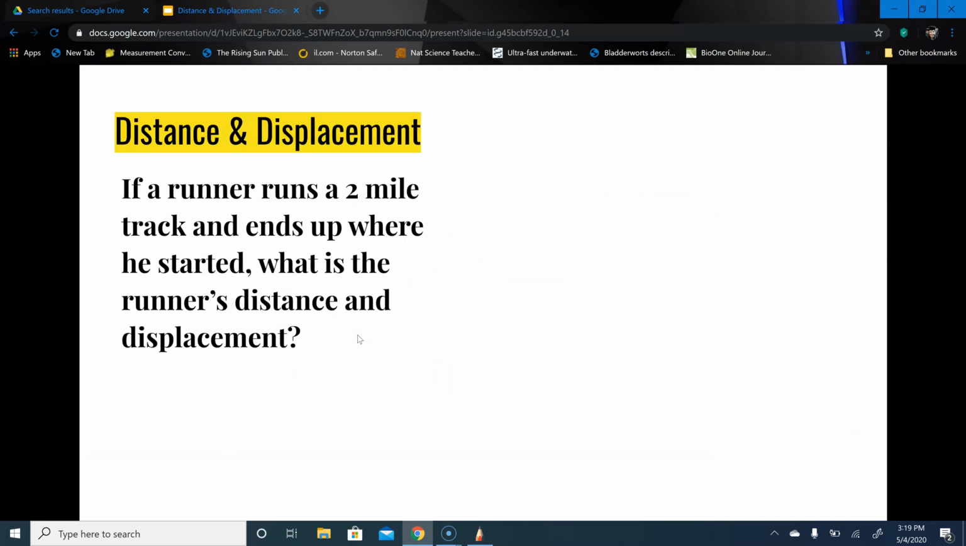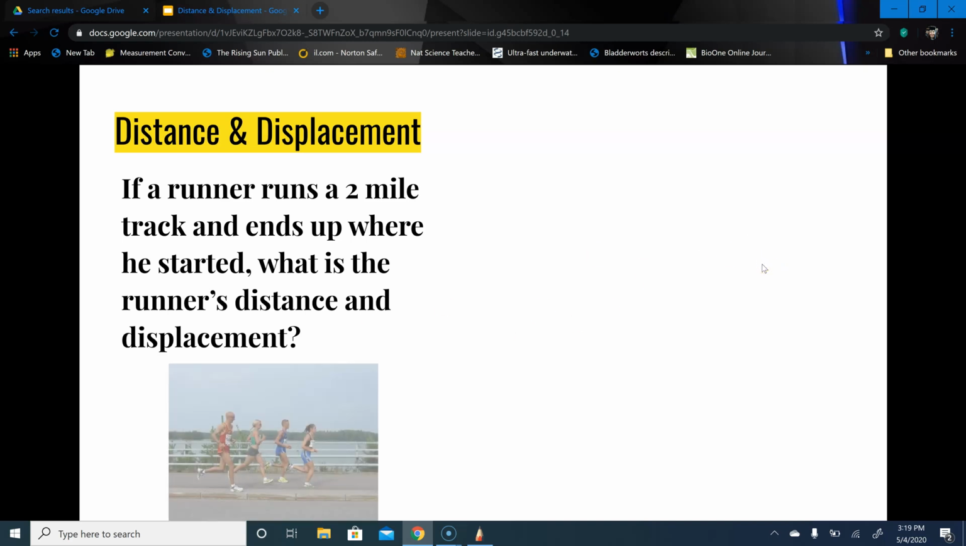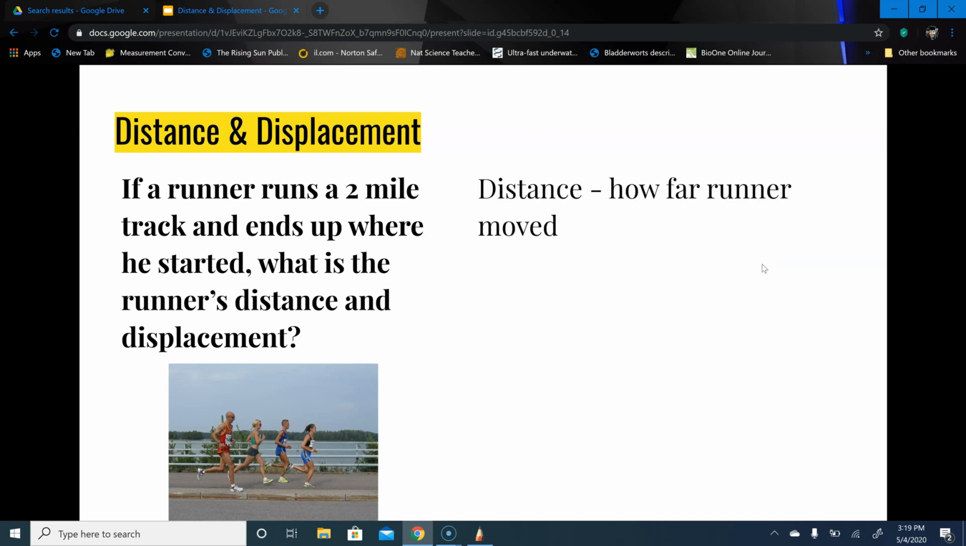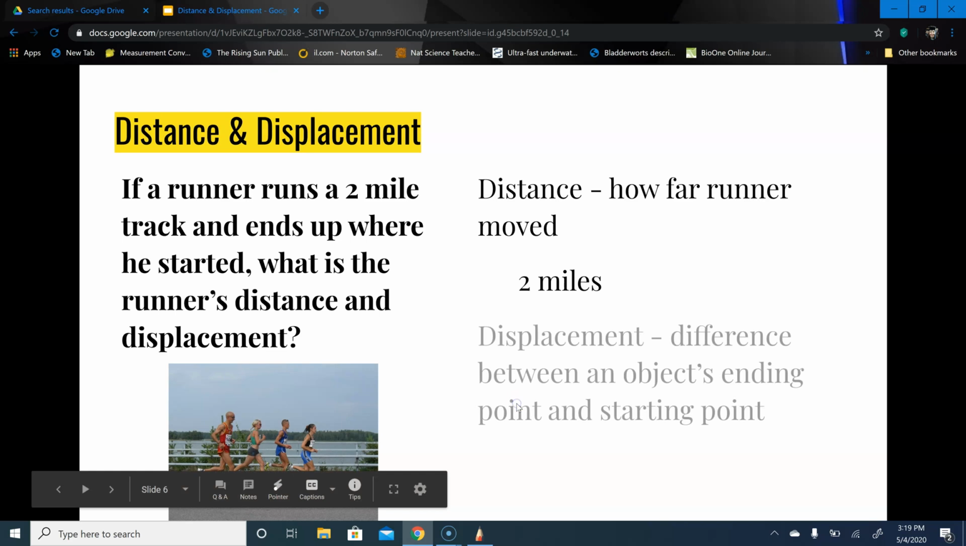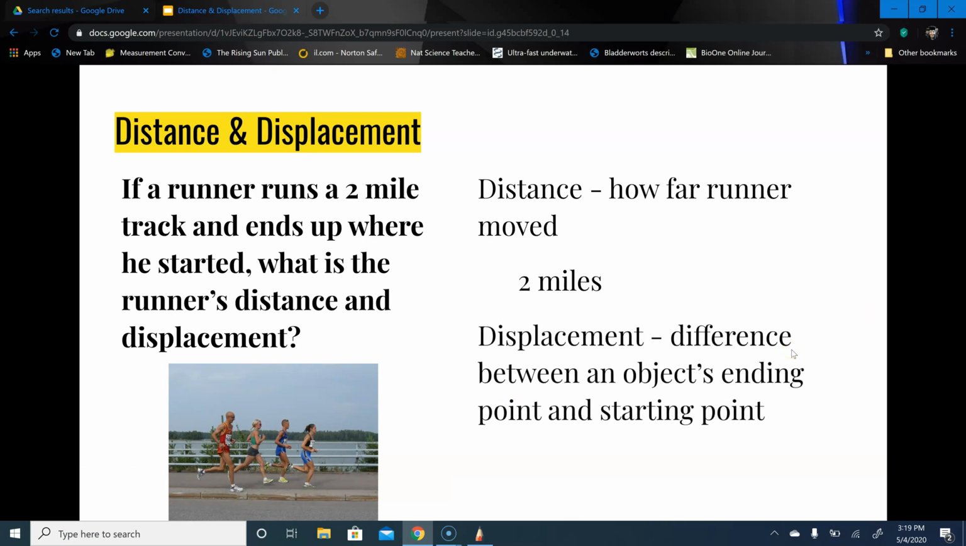If a runner runs a 2-mile track and ends up where he started, what is the runner's distance and displacement? So, just to review, distance is how far the runner moved. In this case, it tells you he runs a 2-mile track. So the distance part is easy, 2 miles. When we're trying to determine displacement, we're looking at the difference between the ending point and starting point. So he started at 0 and he ended at the same spot, which is 0.